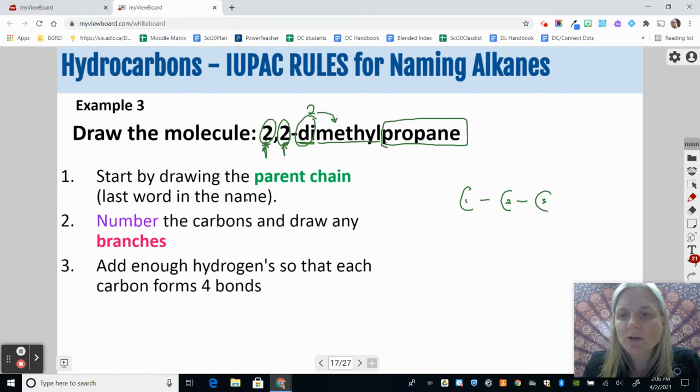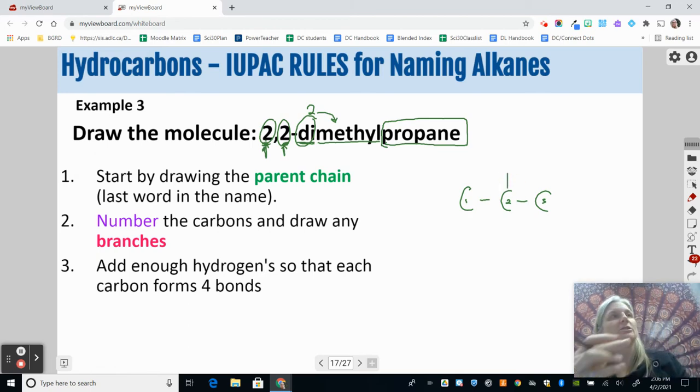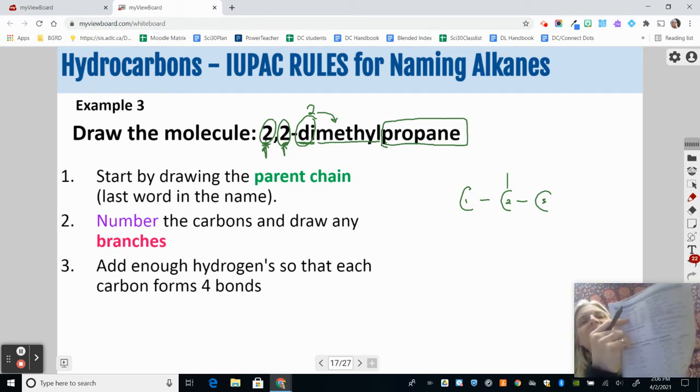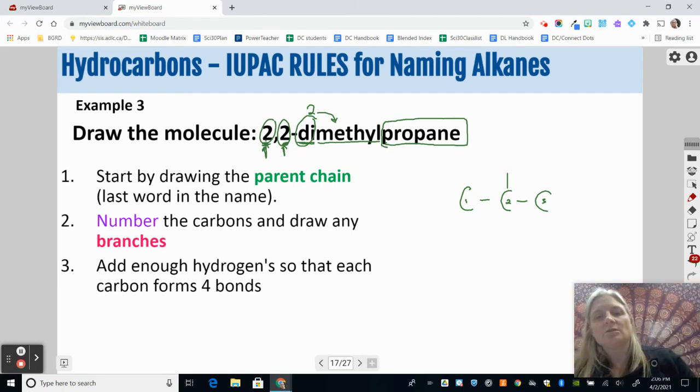So on carbon 2, we're going to draw 2 methyl groups. Remember, a methyl group, if we look at our chart, is just a single carbon. Okay, single carbon chain. So a methyl group here and another methyl group below on carbon 2.